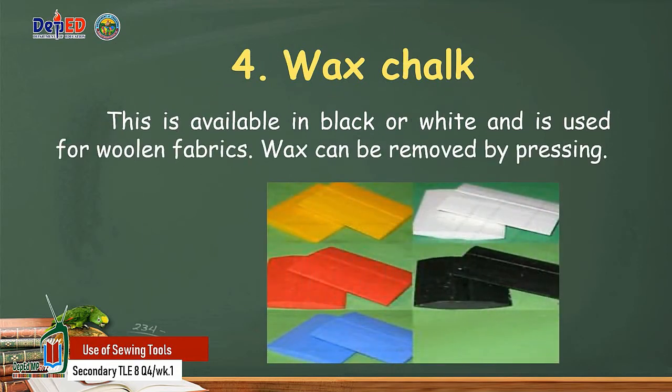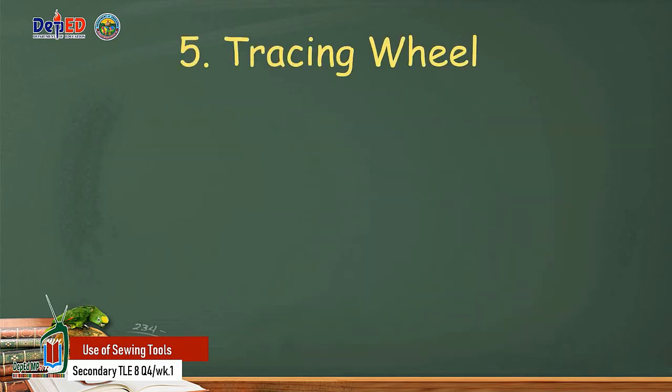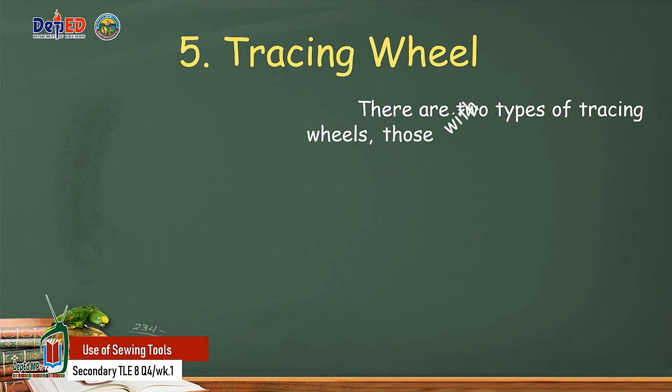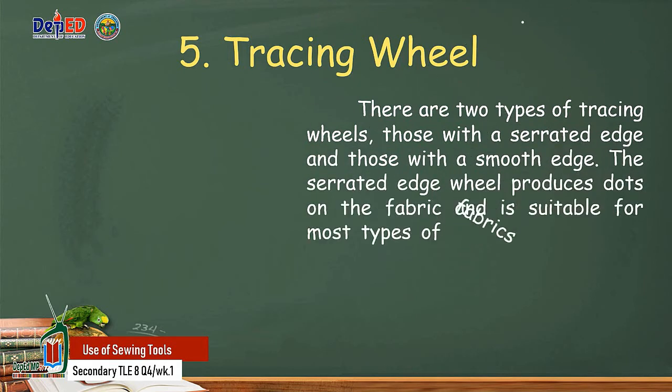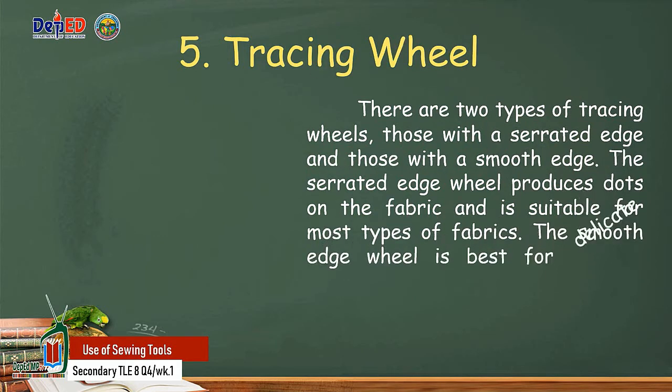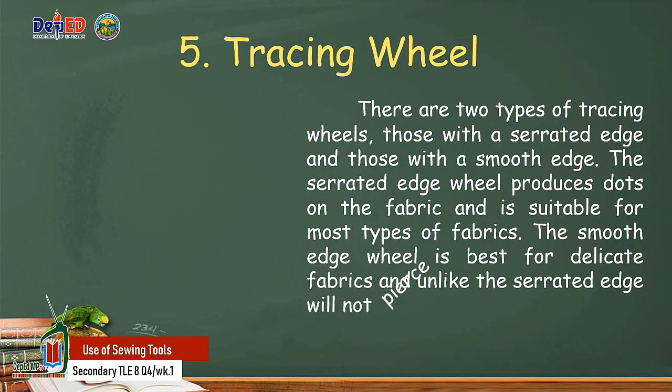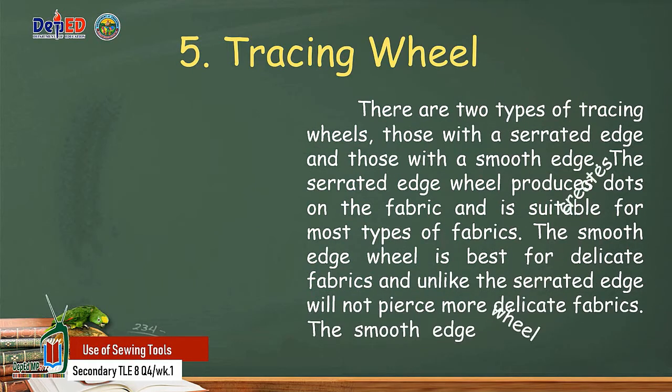Number 5. Tracing wheel. There are two types of tracing wheels, those with serrated edge and those with smooth edge. The serrated edge wheel produces dots on the fabric and is suitable for most types of fabrics. The smooth edge wheel is better for delicate fabric and, unlike the serrated edge, will not pierce more delicate fabric. The smooth edge wheel creates a solid line.